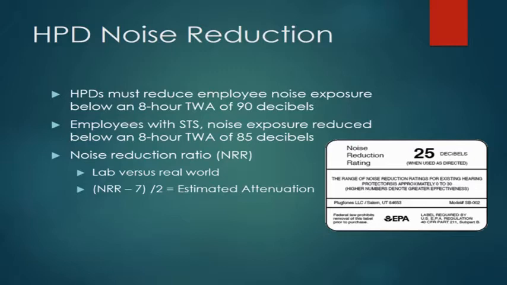Each hearing protection device is rated to reduce noise exposure by a certain number of decibels. This is called a noise reduction rating, or NRR. However, the NRR is a laboratory result. The real-world NRR is significantly less because of inadequate fit and application by most employees. For earplugs, assume the real-world NRR is less than one-third of the NRR listed on the package. Typically, we take the NRR listed on the package minus 7 and divide in half, and that's your estimated attenuation.